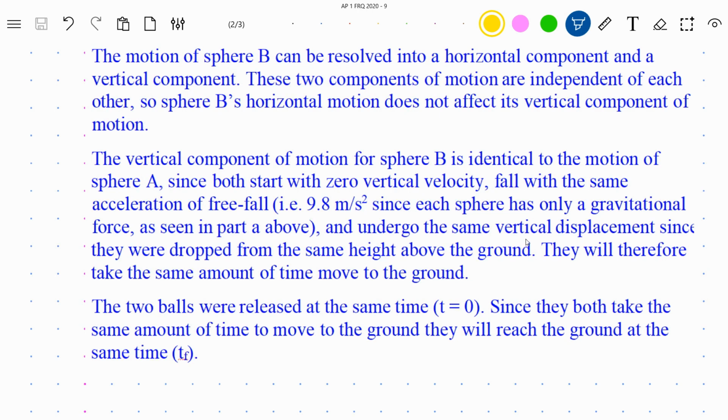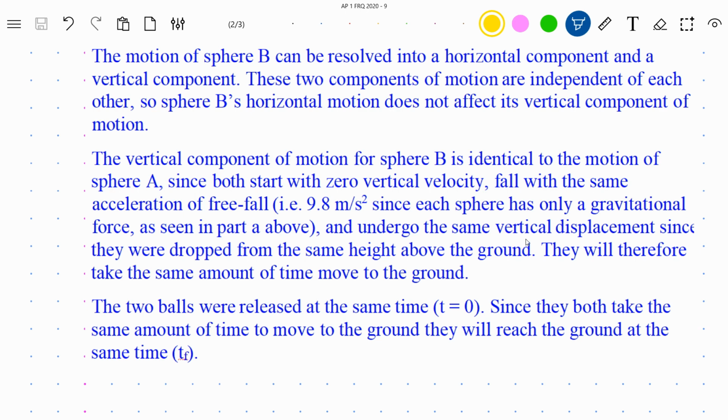The motion of sphere B can be resolved into a horizontal component and a vertical component. So just to remind you, sphere B is the one that went in the parabolic path. So yes, we can resolve that one into two components. These two components of motion are independent of each other, so sphere B's horizontal motion does not affect its vertical component of motion.